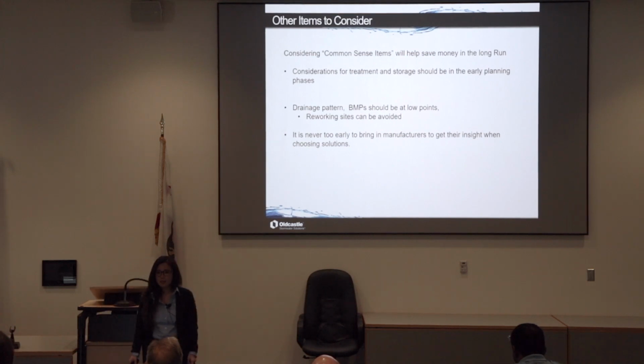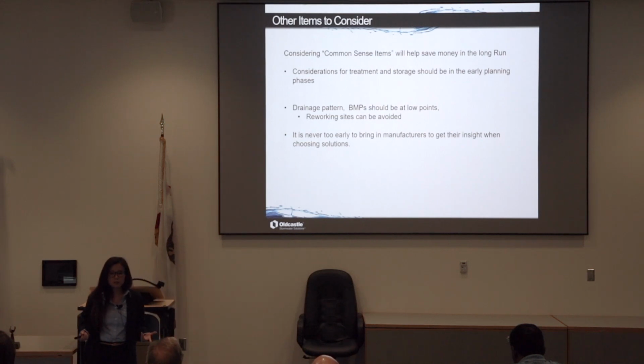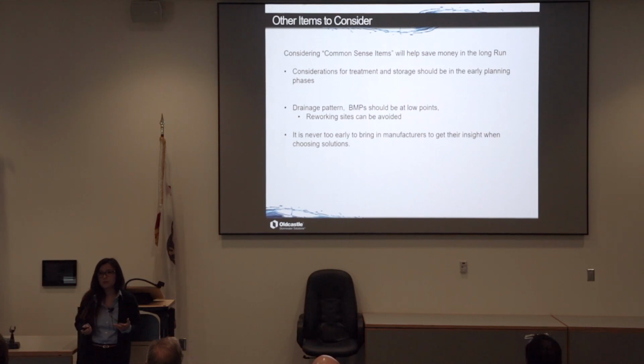And then other items to consider. Thinking about common sense items will help you save money in the long run. Considerations for pre-treatment and storage should be thought about early in the planning phase. Again, with the low impact development note that I had made earlier, this should be a partnership with your site design; it shouldn't be site design and then BMP selection. You also want to keep drainage patterns natural. BMPs should be at low points so that you can avoid reworking sites.